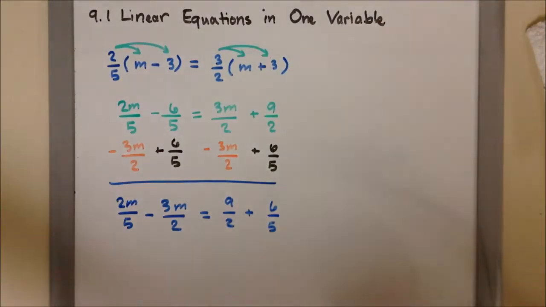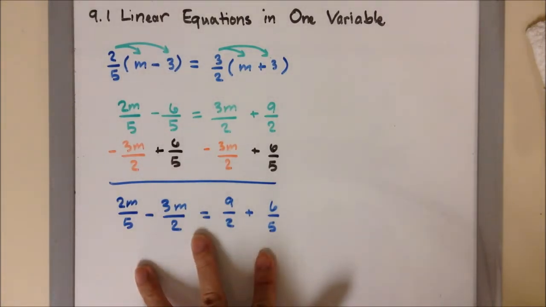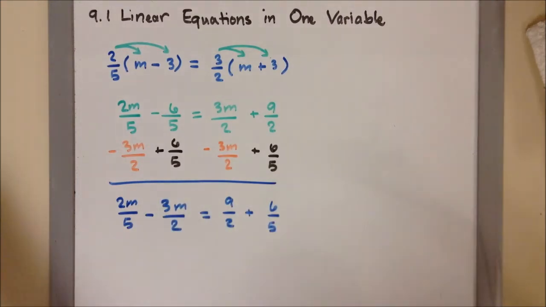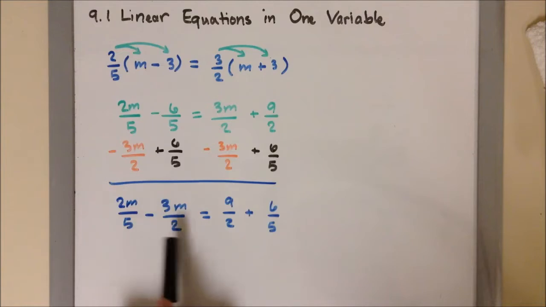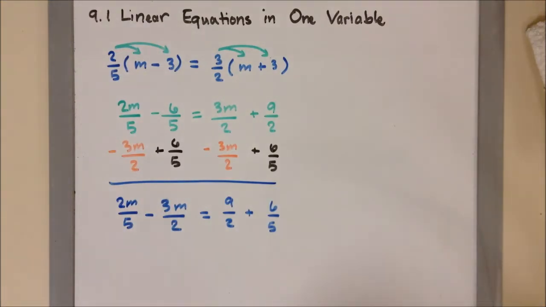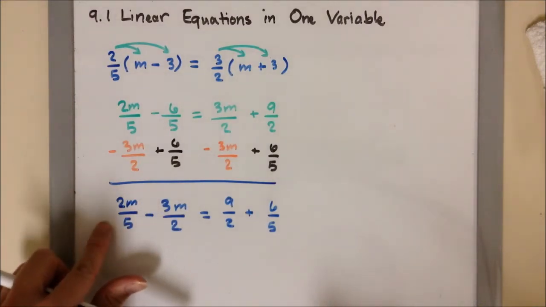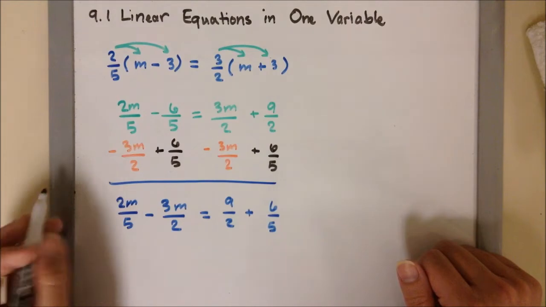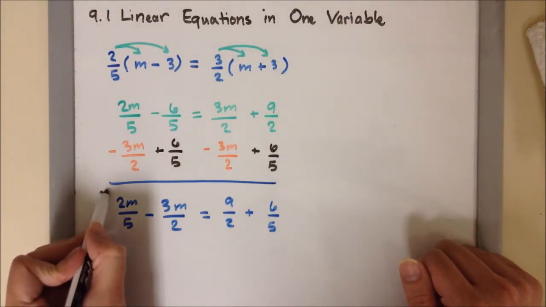Alright, to review from what we covered in the previous chapters or past semester, when you're adding or subtracting fractions, you need to have the same denominator. Alright, the common denominator between 5 and 2 is 10. So, to get a fraction for this one with a denominator 10, I'm going to multiply top and bottom by 2.